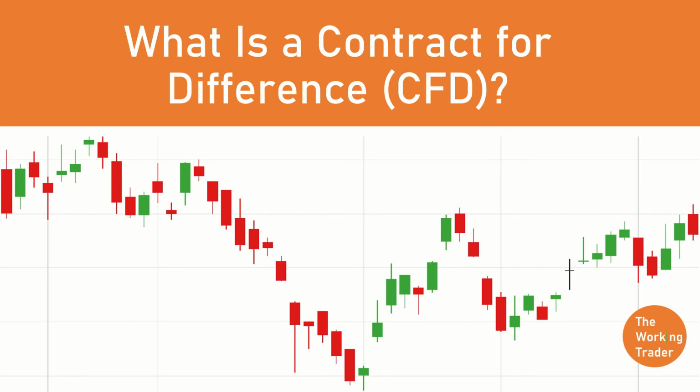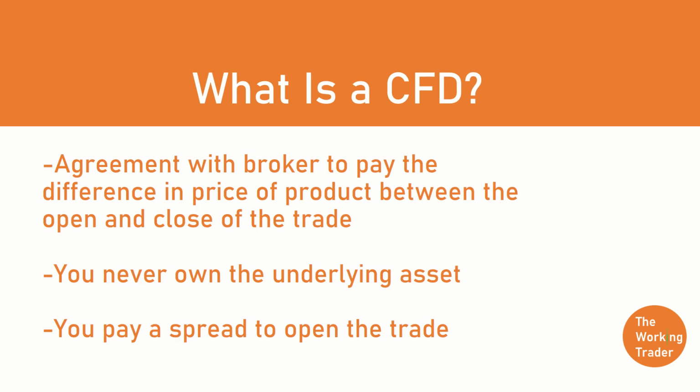So what's a contract for difference? Well, it's an agreement or a contract with your broker or whoever's providing you the contract for difference to pay the difference in price of a product from the time you open the trade until the time you close the trade. So what this means is you never actually own the underlying asset.